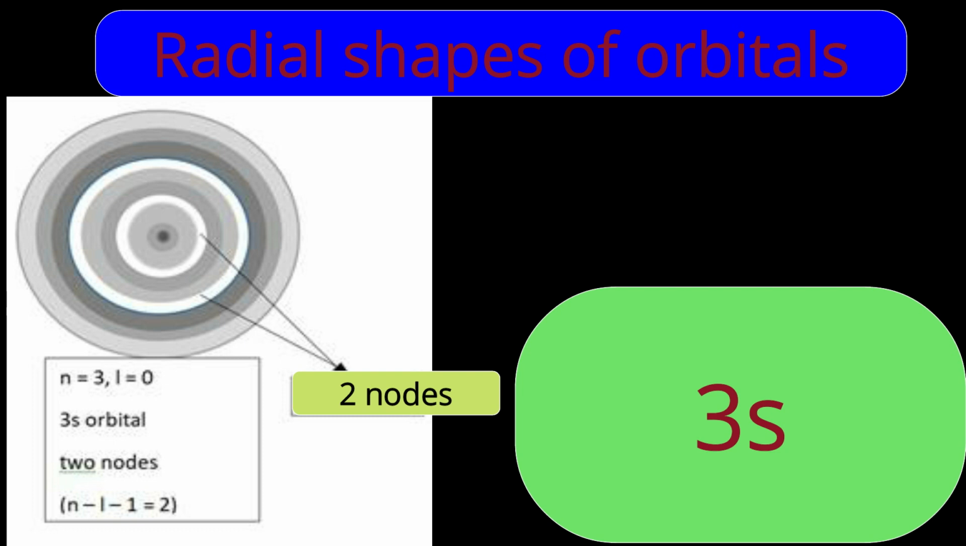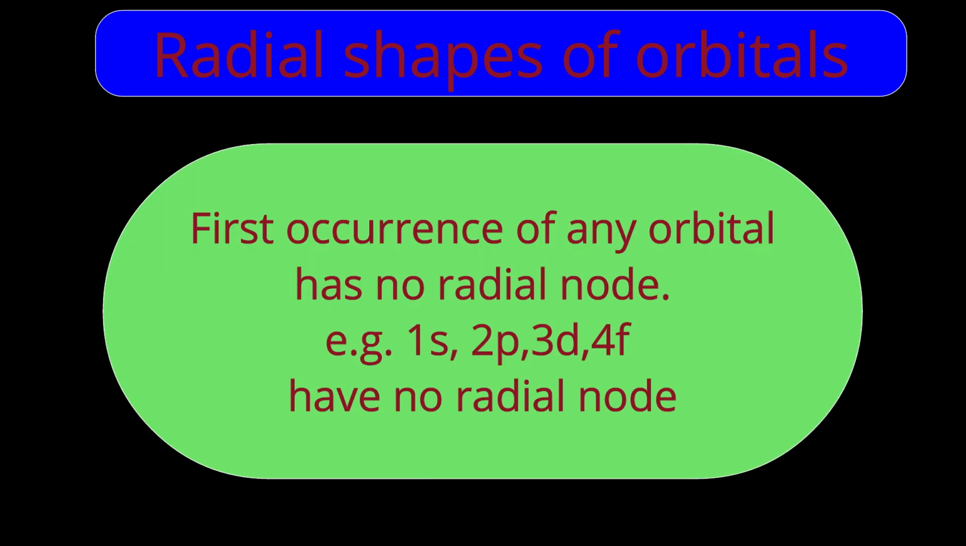Now we are trying to understand the wave function. Wave function has two parts, radial and angular. Out of that, the radial part we have discussed. From the radial shapes, one thing you will note: the first occurrence of any subshell has no radial node. If I consider s as a subshell, where the value of L is 0, the s subshell starts from n is equal to 1, the first principal quantum number. So 1s has no radial node.